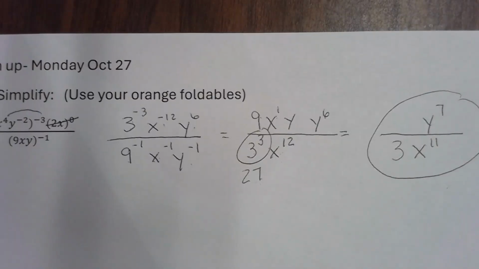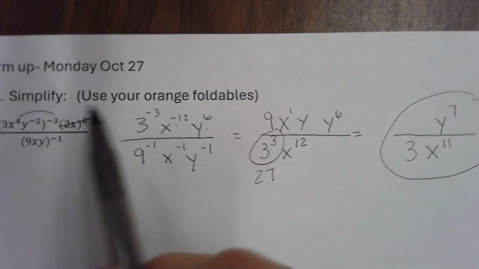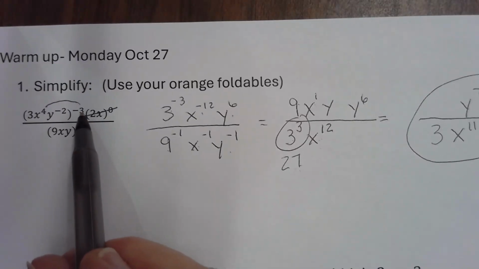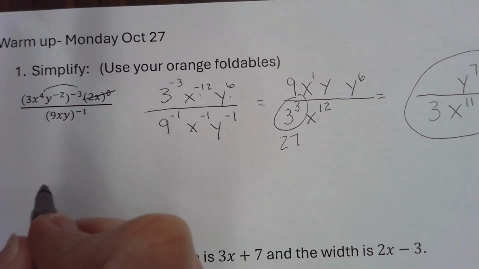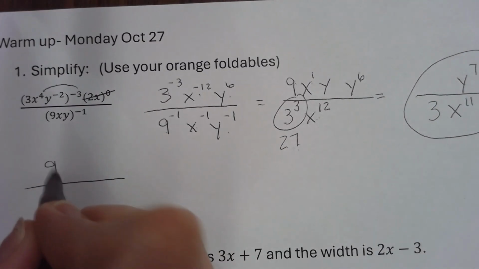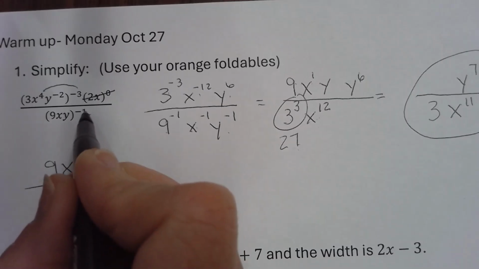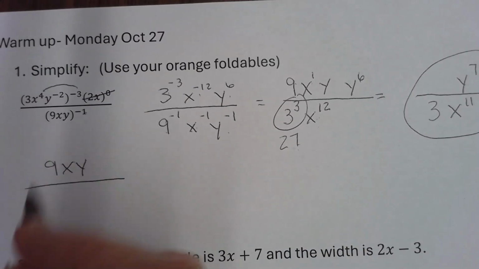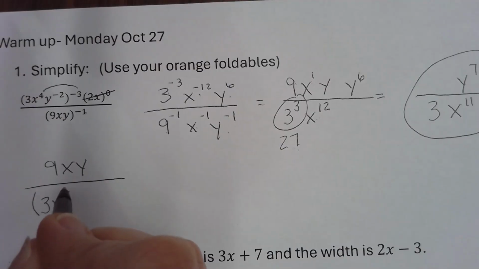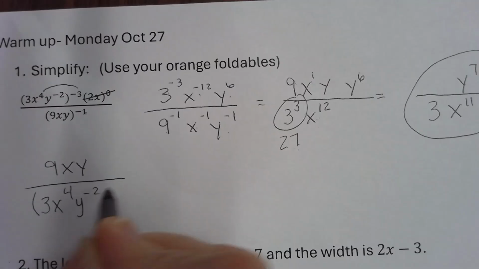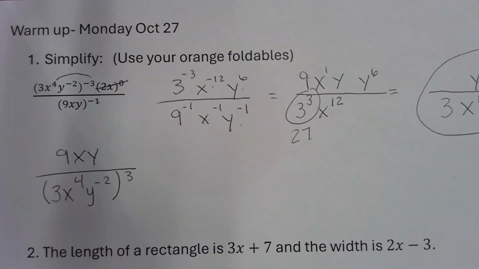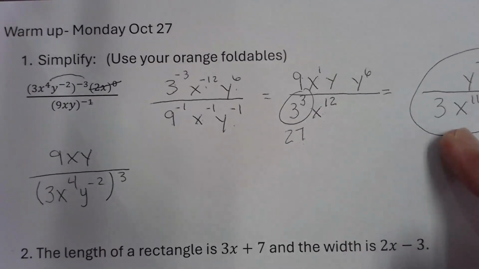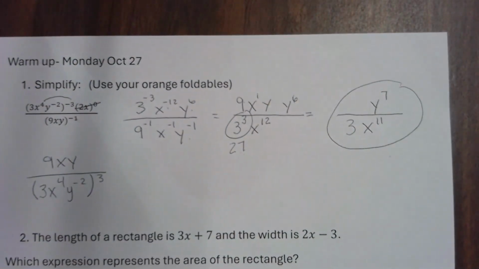That's it right there. The alternate way you could have done it was to go ahead and move this to the bottom. I'll just show you how to get that started. You could have moved the 9xy to the top, and now it's to a positive 1 power. And you could have moved the 3x to the 4, y to the negative 2 to the bottom, and it would have been to the positive 3 power. You could have started that way. Even if you start that way, this is what your answer is going to wind up being. You could have started either way.